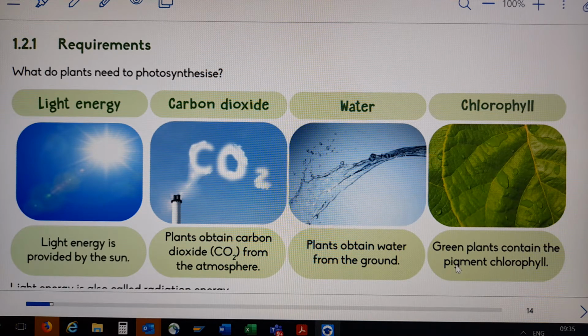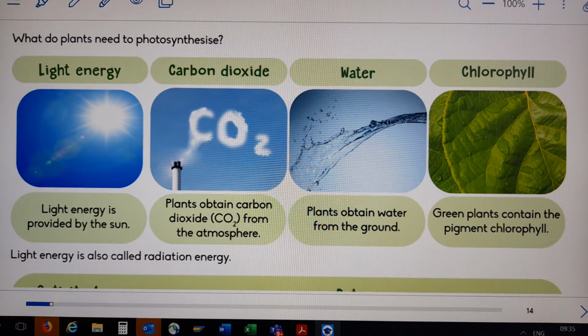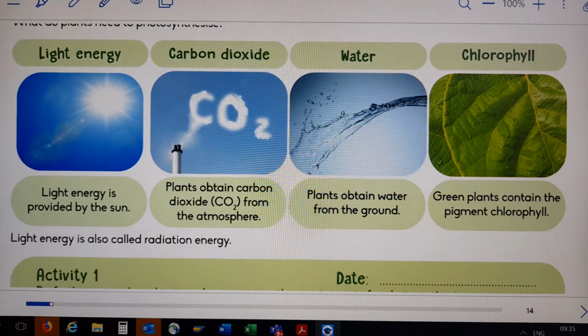You find this chlorophyll in the plants, and the pigment chlorophyll is green in plants. So what are the four requirements for photosynthesis in plants? It's light energy, that is from the sun. It's carbon dioxide, that is from the atmosphere. It's water, that is from the ground. And it's chlorophyll, that is from the green parts of the plants.